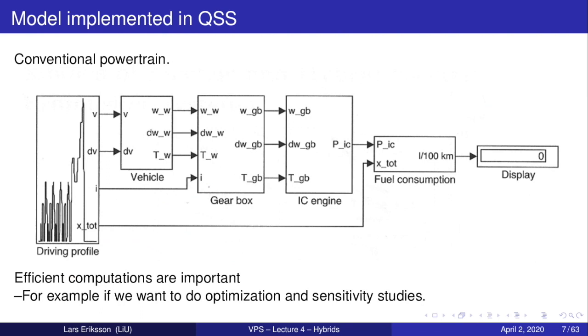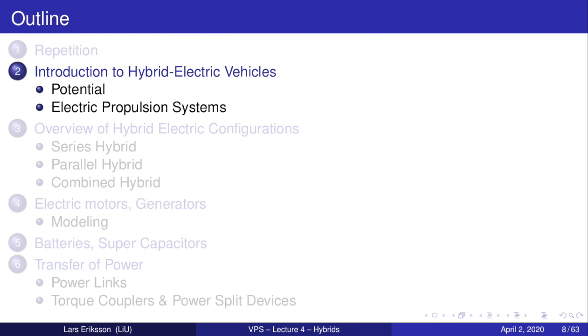We have also looked at different ways of modeling the powertrain, and we have gone into the quasi-static modeling of powertrains, where inverse modeling is used to capture the behavior. The QSS tool is prepared so that you have driving profiles available that you can input to the vehicle and to a gearbox and an engine configuration to estimate the fuel consumption. And this QSS implementation is very time effective for making complete cycle evaluations of a vehicle's fuel consumption. That was the repetition. Now we go into the hybrid electric vehicles.